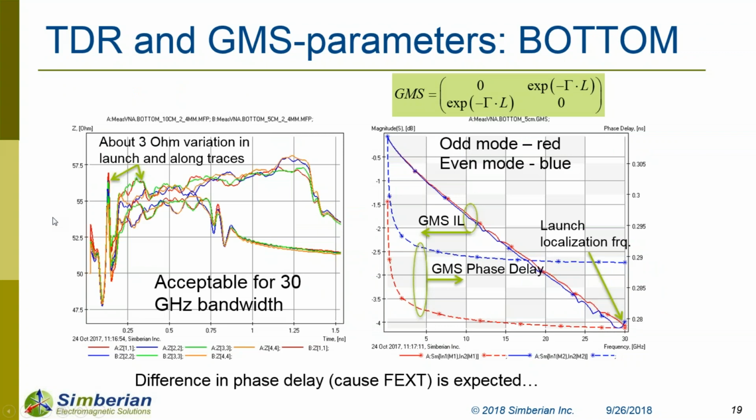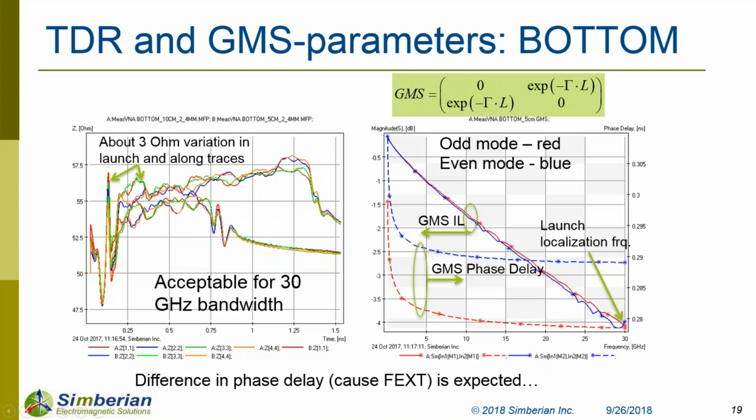So the TDR and general S parameters for the microstrip traces. This was done with the TDR, and the TDR that we see here is obtained from the S parameters that were measured up to 50 gigahertz. And we can see there's around 3 ohm variation in the launch and along the traces.